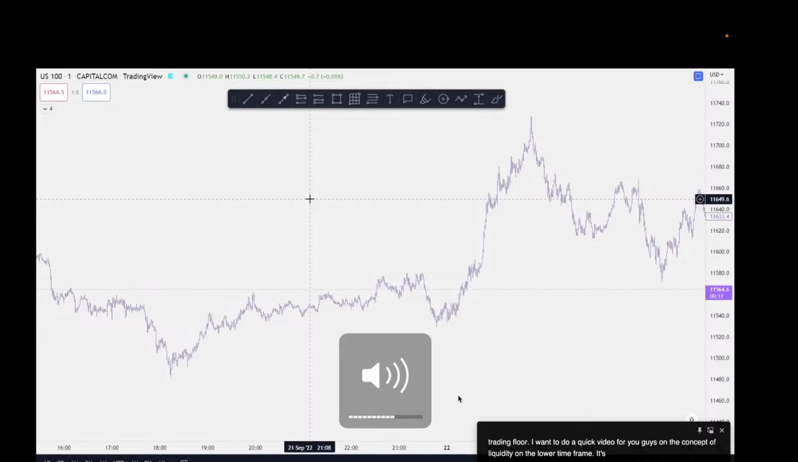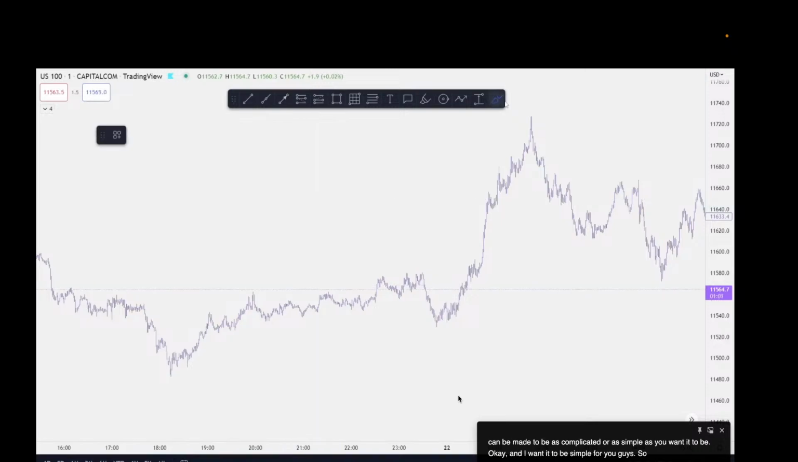Liquidity, like any other subject, can be made to be as complicated or as simple as you want it to be. Okay, and I want it to be simple for you guys. So liquidity at its simplest is the locations where people's stop losses are located, as well as where, for example, breakout traders place their breakout trades. So let's give a few examples here.